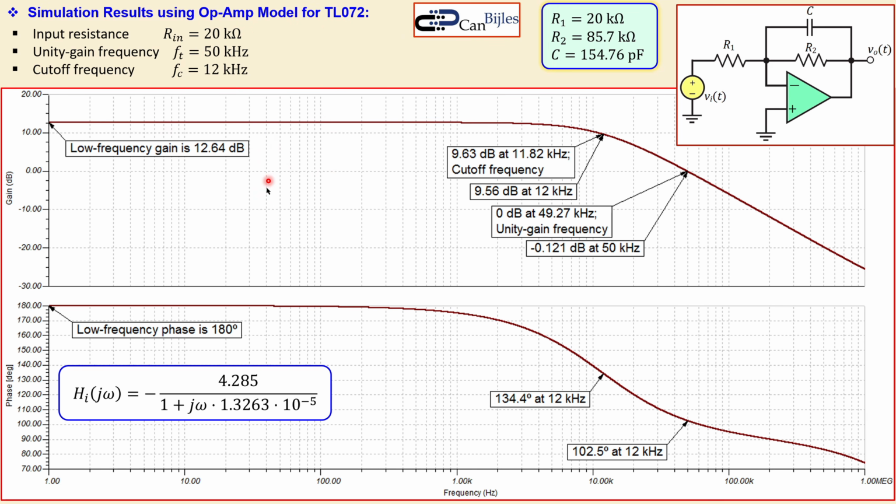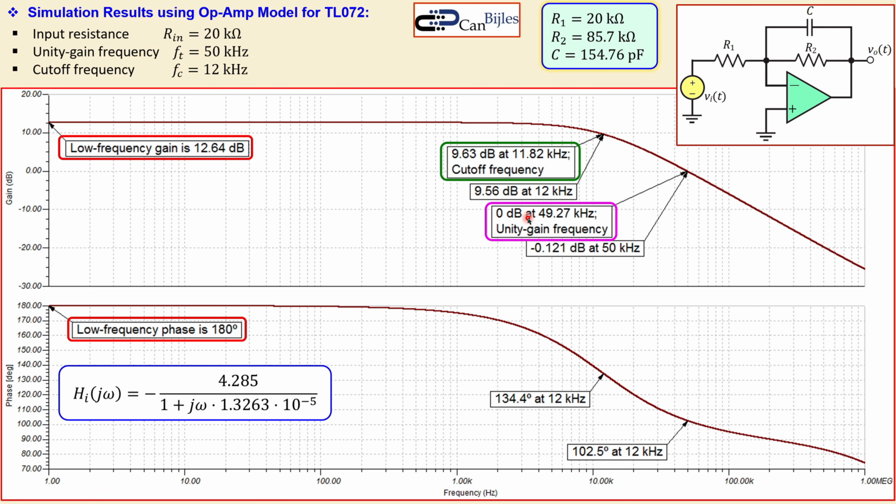Now the low frequency gain is still fine, so that is no problem. Also the phase is fine, but there are some problems in the cutoff frequency. You see the cutoff frequency is now 11.82 kilohertz, so it's a little bit lower than 12 kilohertz. You see also that the 0 dB is not achieved at 50 kilohertz, but it's 49.27 kilohertz. The error is not that much, but there is an error, so we need to also tackle this later.